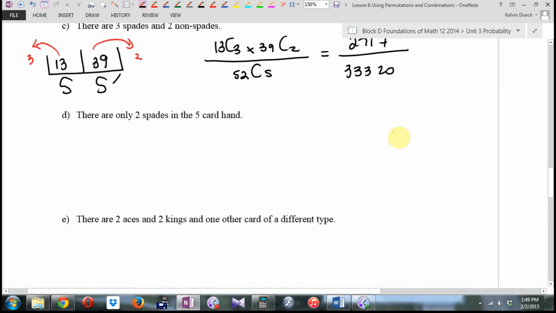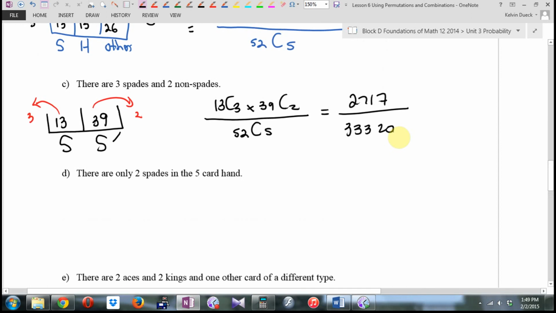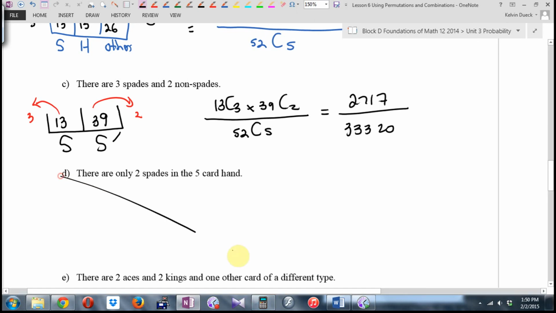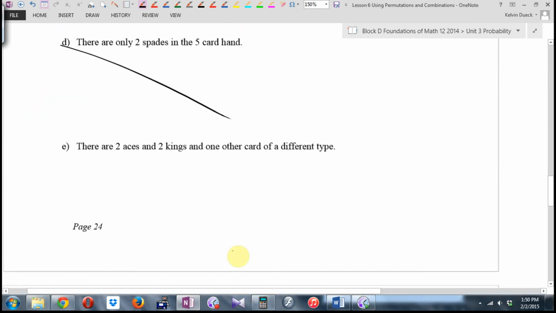Only 2 spades. Okay, if I did D, only 2 spades, how many others must there be? 3, so your bucket would be the same as before, but it'll be 13 choose 2 and 39 choose 3. There. 27% chance. Or you could change it to a fraction. I'm going to pass on D. E is a better hand.